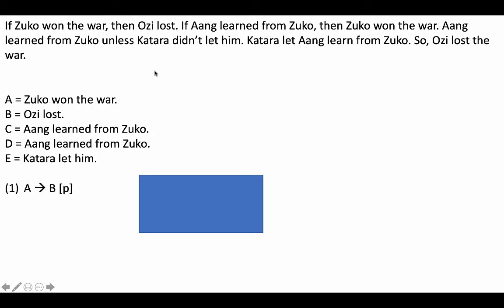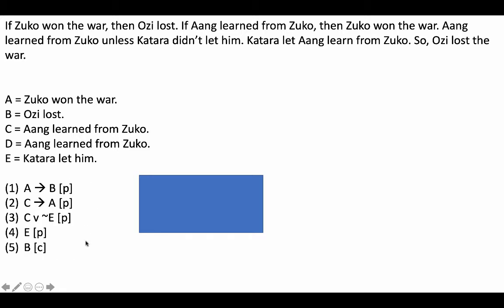So A then B. If Zuku won the war, then Ozai lost. C then A. If Aang learned from Zuku, then Zuku won the war. C or not E. Either Aang learned from Zuku or Katara didn't let him. And then E. Katara let Aang learn from Zuku. And then the conclusion is Ozai lost the war, which is B.